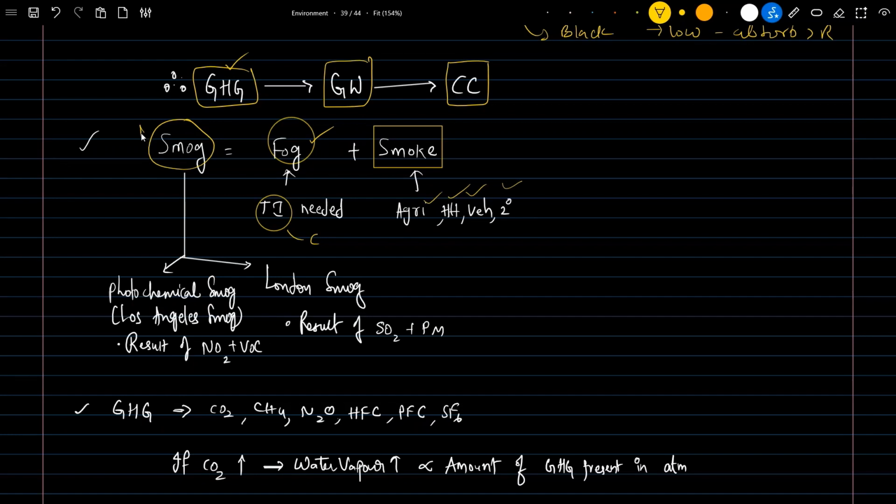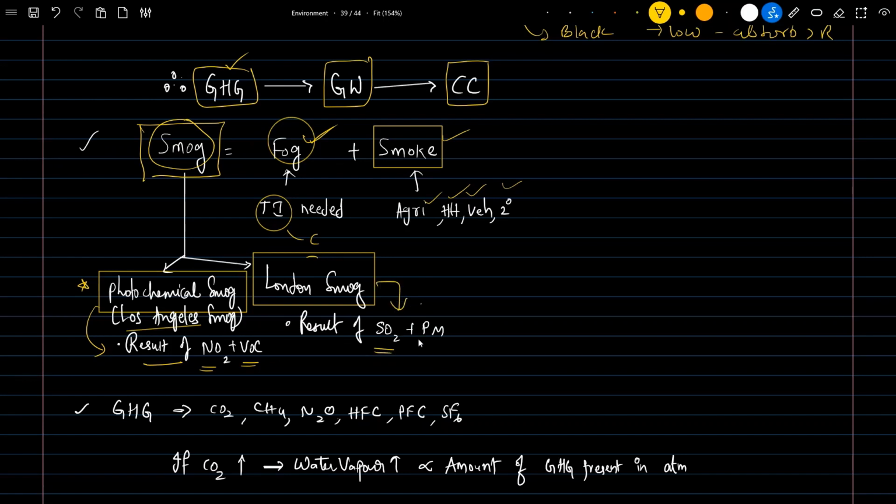So we have fog and smoke. This phenomenon is called smog. There will be two kinds of smog basically. Photochemical smog, which is also called Los Angeles smog, and the next is London smog. Photochemical smog is most important, which we'll be talking about most number of times. How is photochemical smog formed? It is the result of nitrogen oxides and volatile organic compounds. And London smog is formed by the result of SO2, sulfur dioxide, and particulate matter.